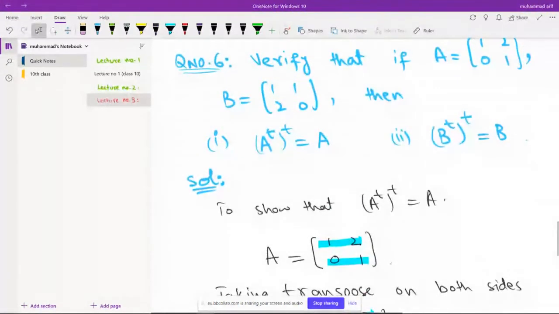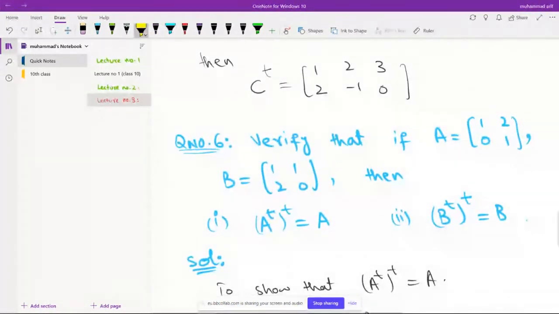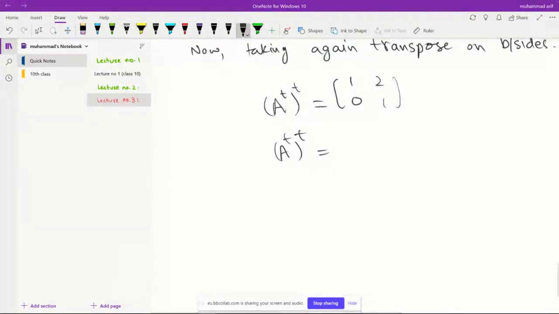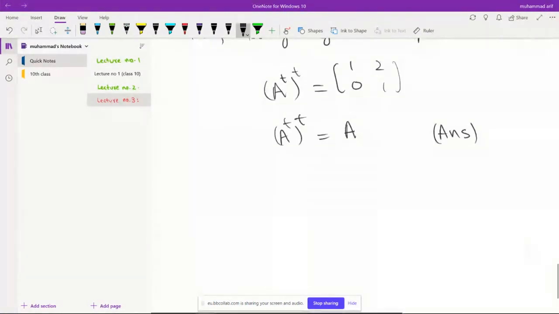Now here we see that A transpose whole transpose becomes [1, 2; 0, 1], and initially we see that A is equal to [1, 2; 0, 1]. Instead of the matrix [1, 2; 0, 1], we write A. Therefore A transpose whole transpose is equal to A, which is our required answer. Now the second part, do it yourself.